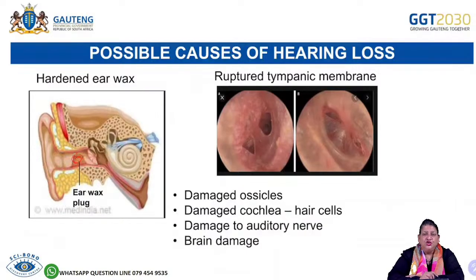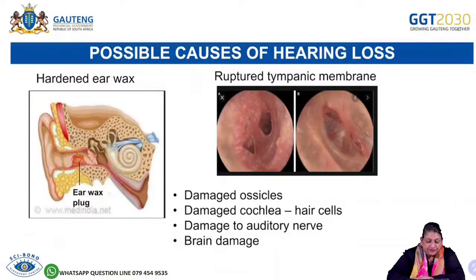So you need to ensure that your wax is cleaned, and the best way to remove your wax is after the shower or after you have a bath. You find the moisture from the water soaks up the wax, and you can slowly pull it out with the earbud, but be careful not to push the wax deep into your ear, where it can damage your eardrum. So you have to be very gentle. It's a push-pull way to pull out the wax and not just push it in.